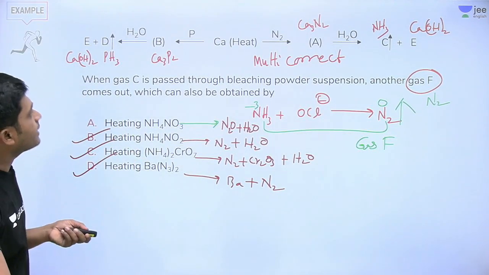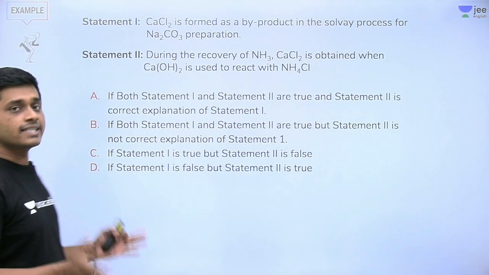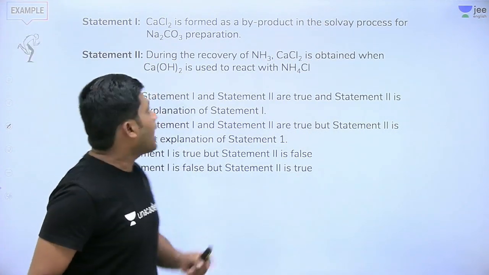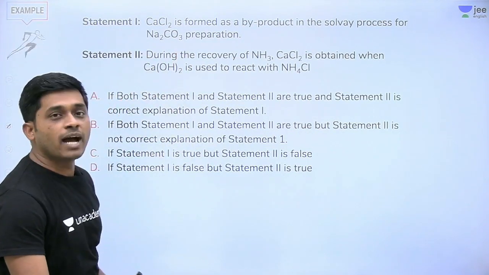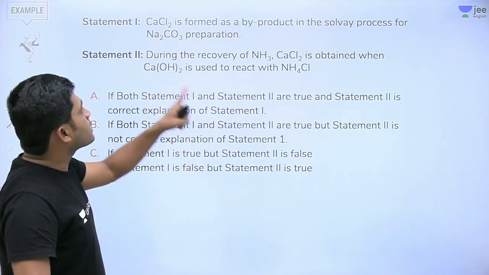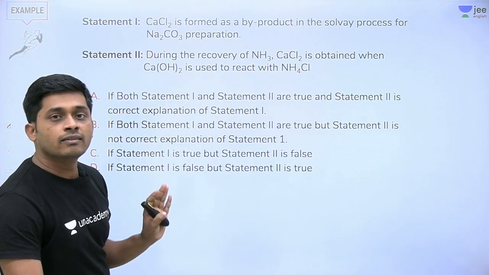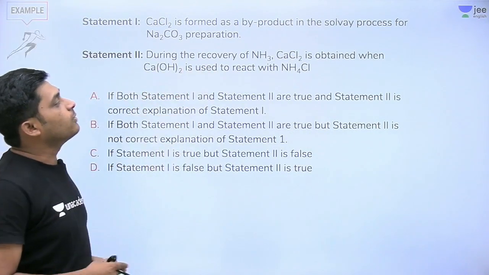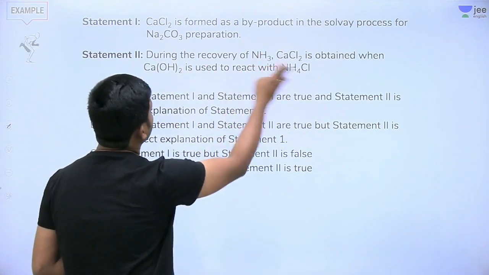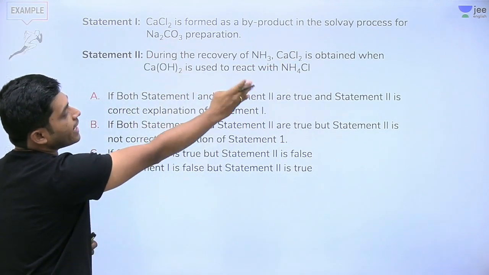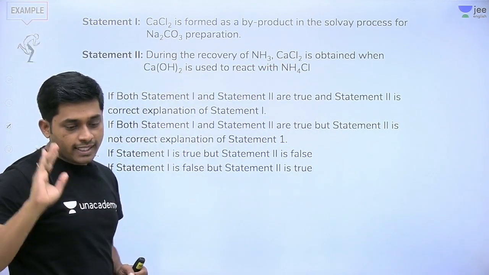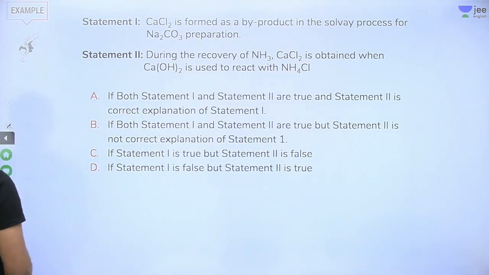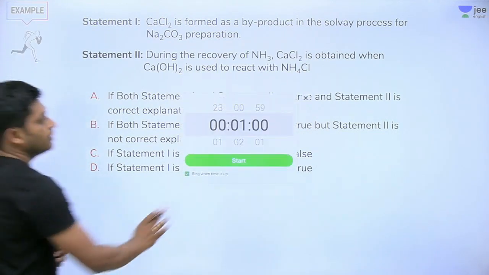Right? Let us move on to the next question. Listen, assertion reasoning. It is about Solvay process, most important Solvay process. Calcium chloride is formed as byproduct in the Solvay process for sodium carbonate preparation. What we prepare in Solvay process? Sodium carbonate. During the recovery of ammonia, calcium chloride is obtained when calcium hydroxide reacts with ammonium chloride. So what is correct one? Choose the correct statement here.